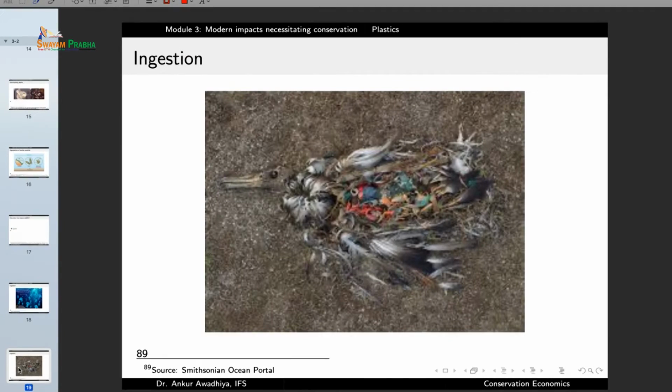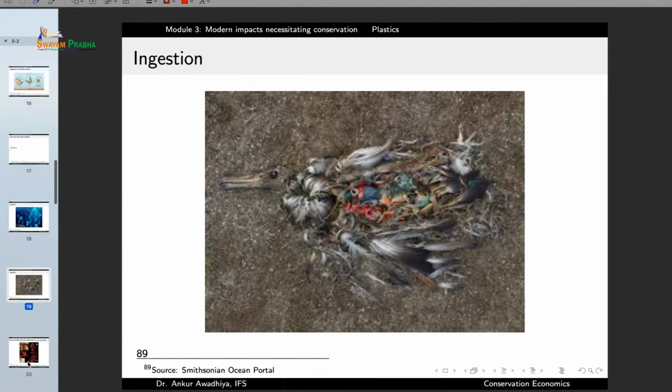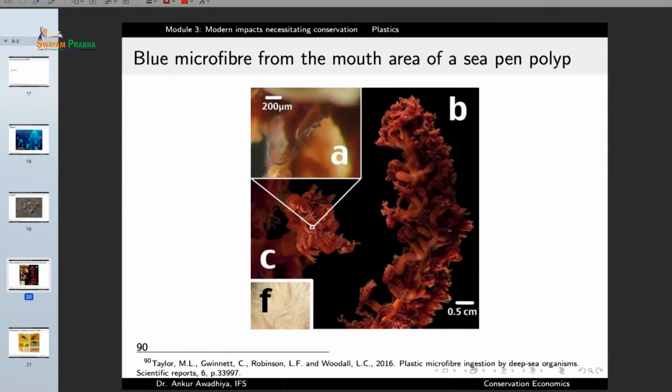And here we can observe that this was a chick whose body is all full of plastics. So this is the amount of plastics that its parents had brought to it and fed it. And because of these plastics, its alimentary canal got choked and this small bird died. So albatrosses are facing a big danger because of these plastics that are floating on top of the water. But we also observe ingestion in all sorts of organisms, whether big or small.